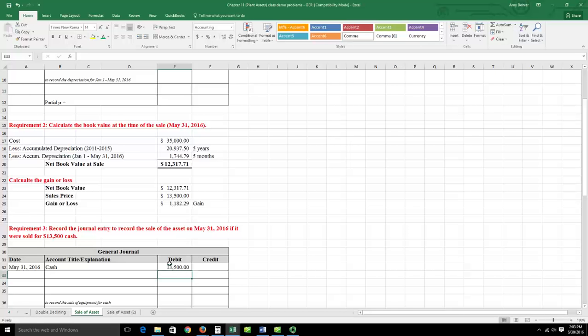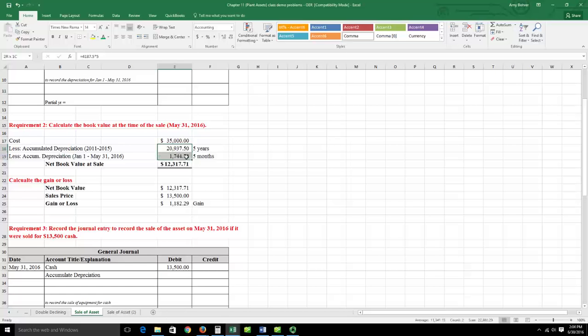The next thing I would always do is I would remove the accumulated depreciation that I have on the books for this asset. Because remember, your cost of your asset and your accumulated depreciation are linked together. Whenever you remove one, you have to remove the other. And since I'm selling this asset, the asset has to be taken off the books and the accumulated depreciation has to be taken off the books. And so accumulated depreciation carries a normal credit balance. And so in order to reduce that or remove it from your books, you have to debit it. But I'm not going to debit it for $20,937.50.